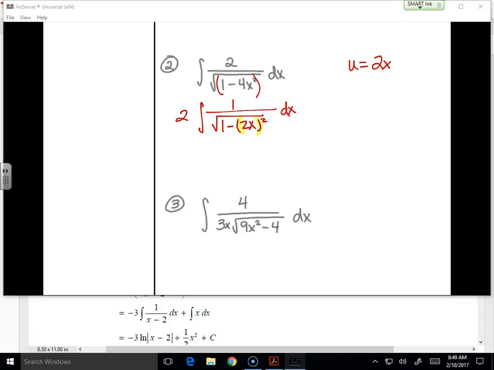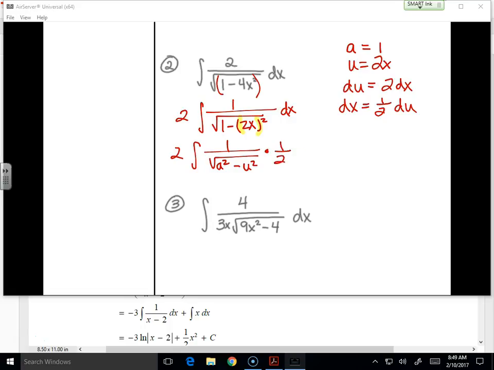1 over the square root of, wait, who's a? Oh, a is nice in this one. He's an easy one. Who's du? Good. We can still do our dx is equal to 1/2 du, right? We just have a little more to plug in now. We have our 2, we have our integral of 1 over the square root of a squared, 1 squared is 1, minus u squared times 1/2 du. What happens with my 2 and 1/2?